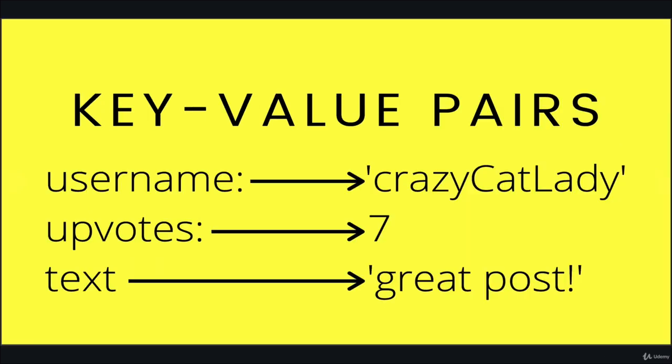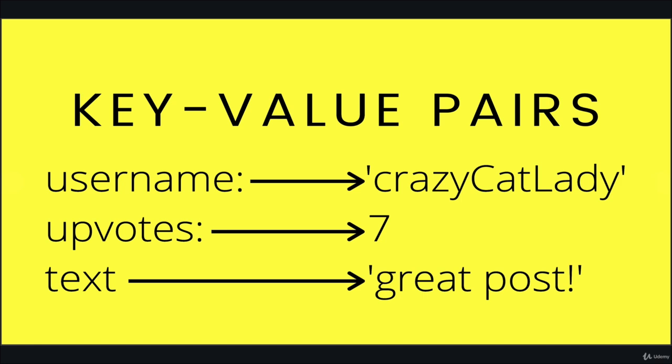Here's an example of some other key value pairs. These are things we could store. Maybe we're modeling a person or a post, a blog post, or a comment. I think this is actually a comment here where there's a username for who created it. So username, crazy cat lady. Number of upvotes, 7. The text of the comment, great post. Maybe we have the time. Maybe we have the is admin or security level or something like that for the user.